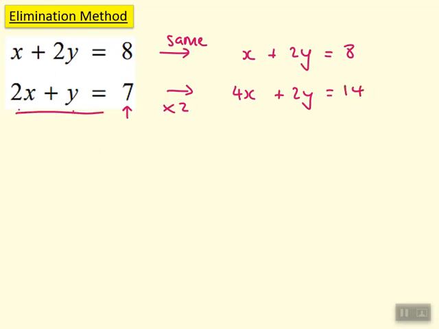Now notice what we have here when we double the bottom one. We have a 2y and a 2y. We've got the coefficient to be the same for the y's. Now I don't care about the sign. It's really just to do with the number in front of that letter. I want to try and get it the same. Now we're going to do the elimination. We're going to eliminate the y's. We're going to get rid of them.